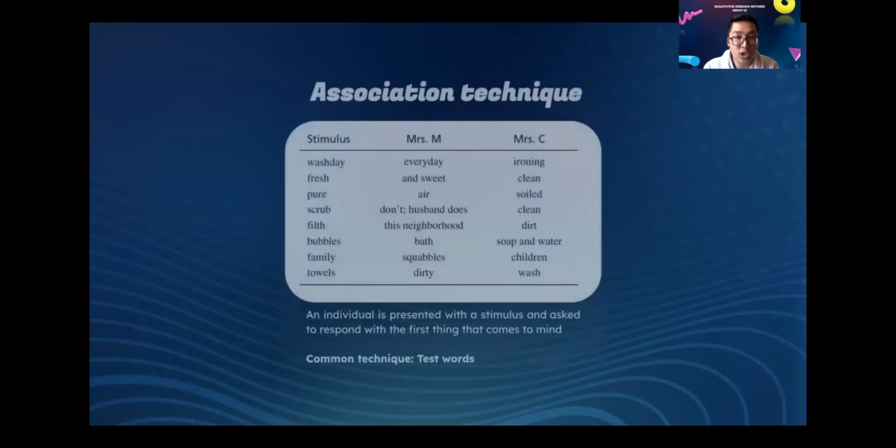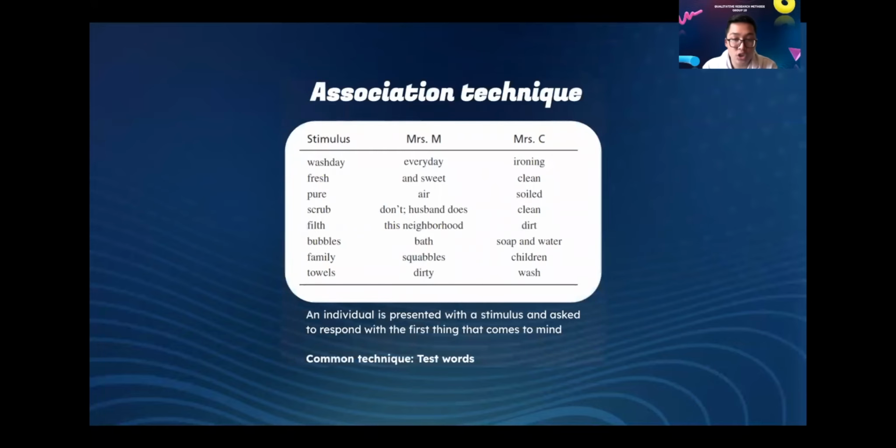So first, for the association technique, an individual is presented with a stimulus and asked to respond with the first thing that comes to mind. So for example, they are presented with a list of stimulus or test words that includes words like wash day, fresh, pure, scrub, and the respondents are required to think about the first thing that comes to their mind when they hear such words. And by doing so, the researcher can understand their affections or feelings about a certain object or a certain problem.